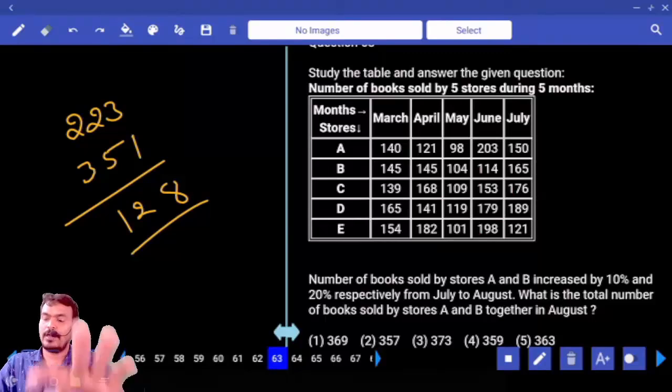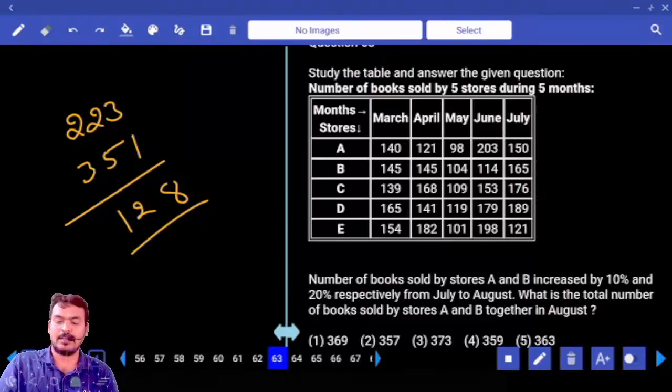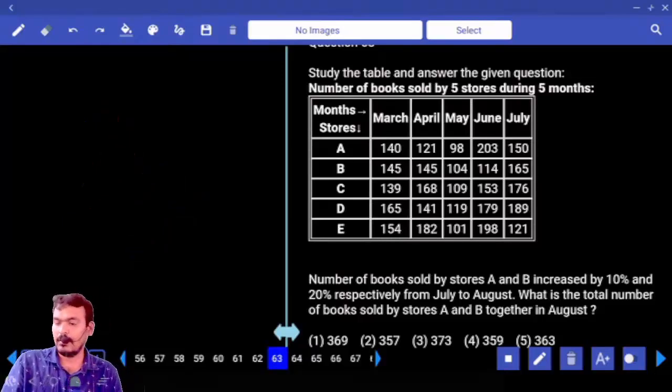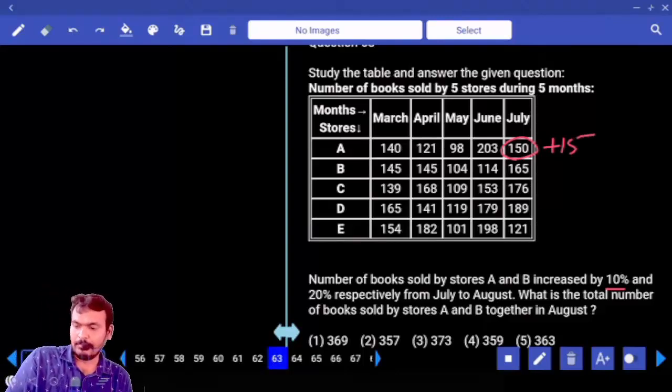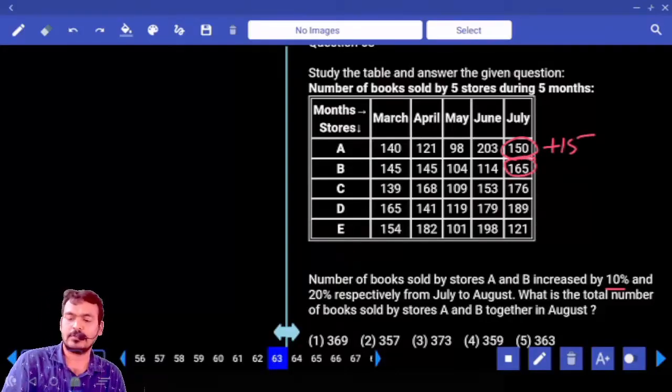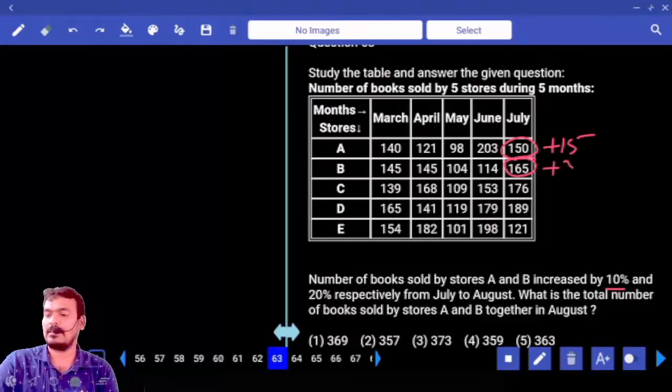63. Number of books sold by stores A and B is increased by 10% and 20% respectively from July to August. What is the total number of books sold by stores A and B together in August? What is the A value in July? 150. Out of this one, how much percent are increased? 10%. Plus 15 or minus 15? Plus 15. Next, B value. Out of 165, how much percent are increased? 20%. What is the 10%? 16.5. 20%? 33, or not?